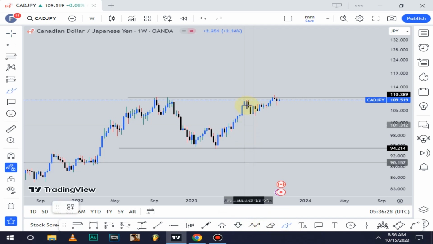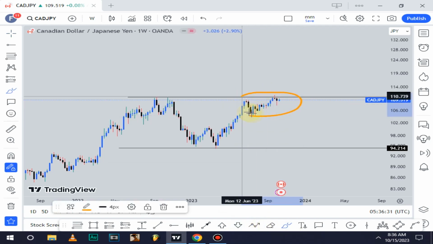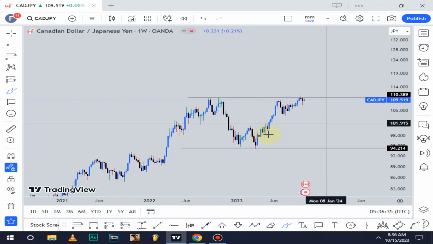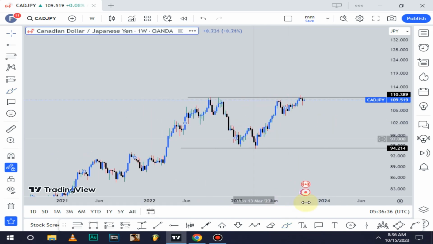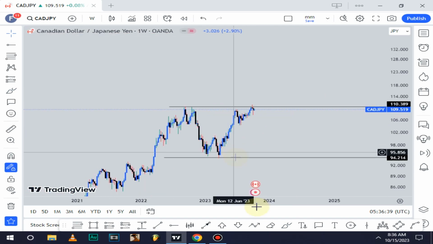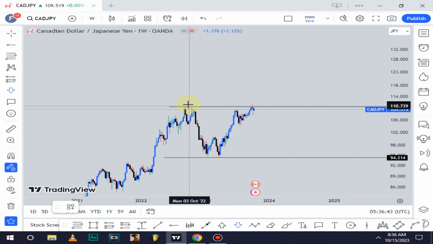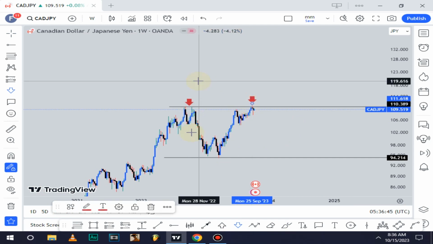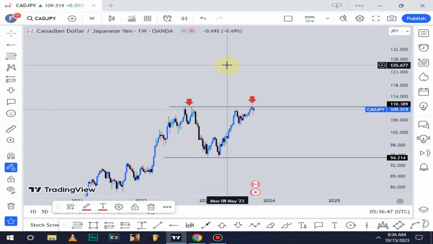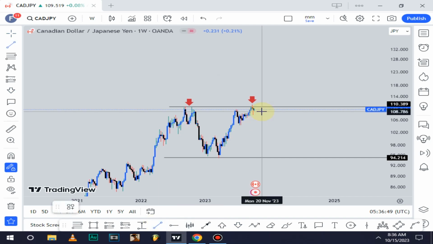Let me draw this over here. Look at this type of pattern. Okay, now that's somehow a contraction channel in an ascending way. When we look at this over here, we might be looking for some sort of a reversal. That's a double top, and now price did give us this kind of nature.